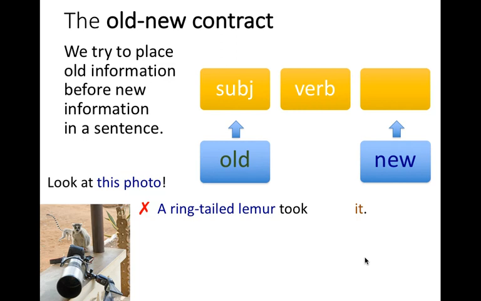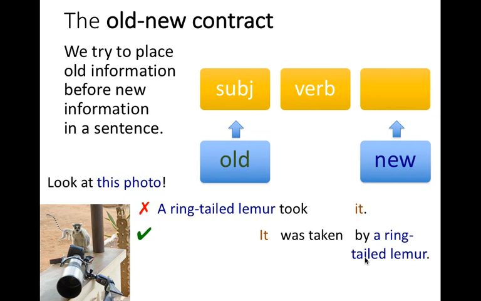That would be easier for the listener. So we can take a ringtail lemur took it and turn it into the passive voice instead. It was taken by a ringtail lemur. Now this is easier to process because it, which is old information, is at the beginning, and a ringtail lemur, the new information, is at the end. Now, this is not the most convincing example because the whole thing is so short. So honestly, even that first one, a ringtail lemur took it, not too bad to process.